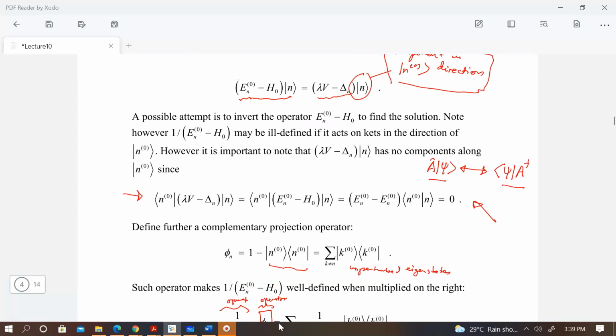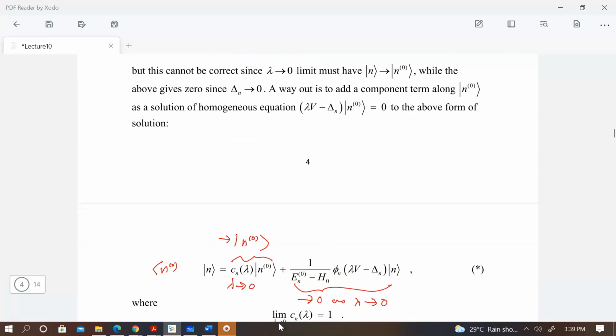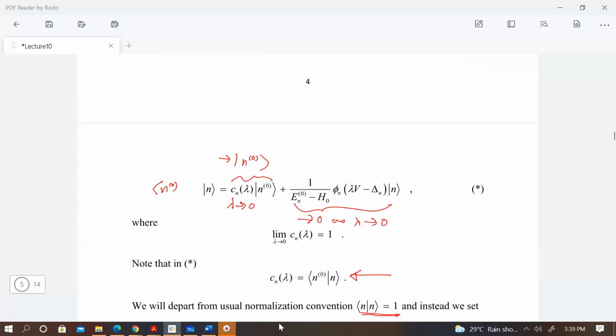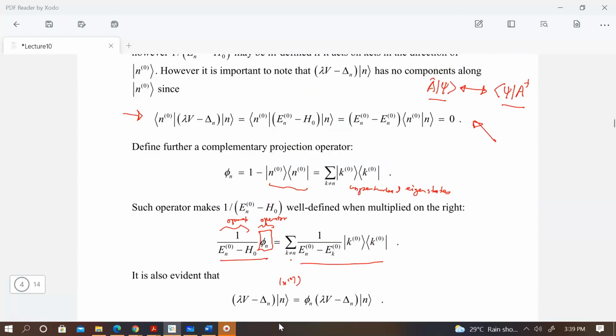Let me check. I thought I had it somewhere. Yeah, that's here. No, not this one. Where's the equation? Oh, yeah, it's this one.